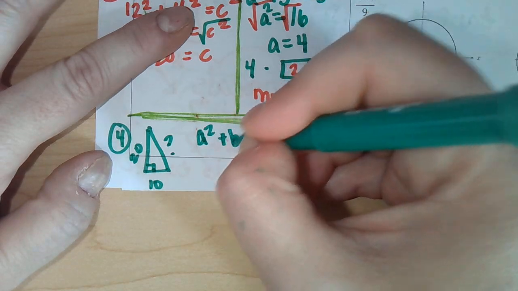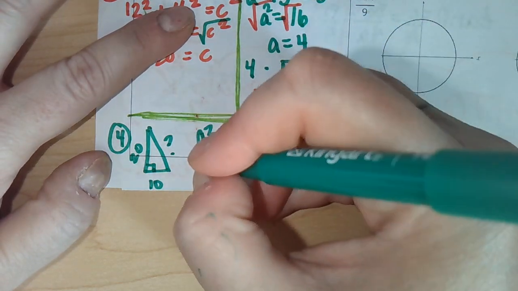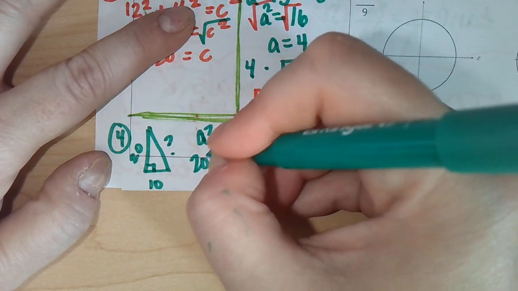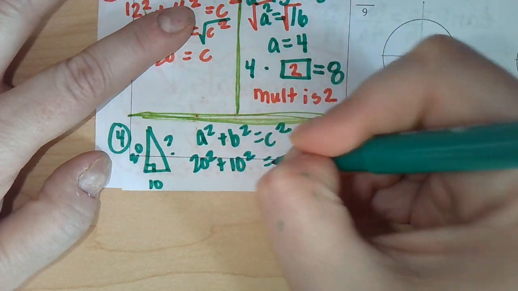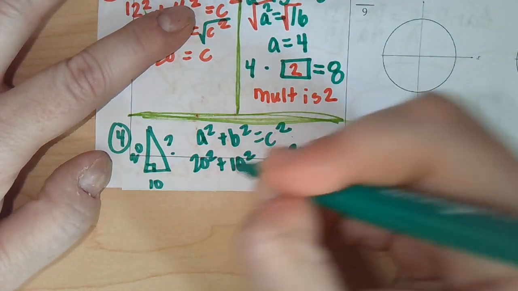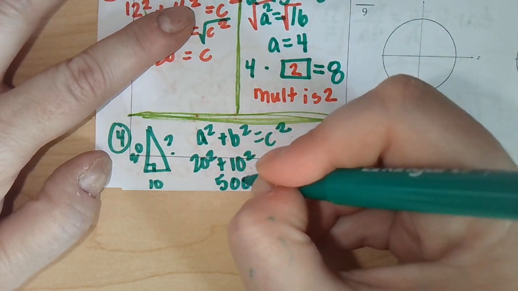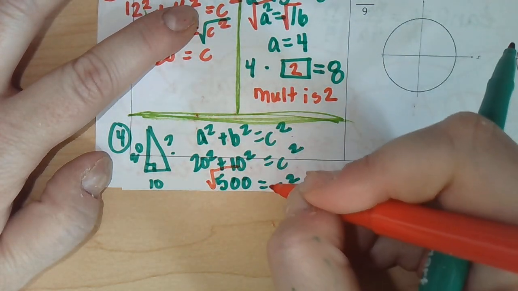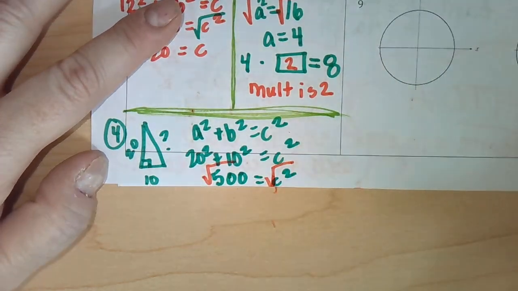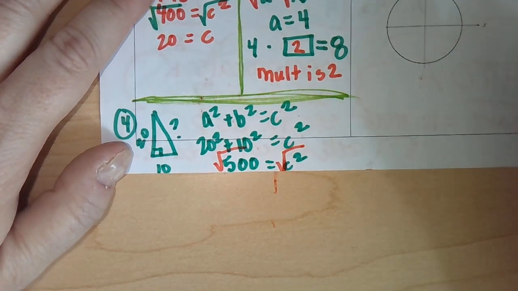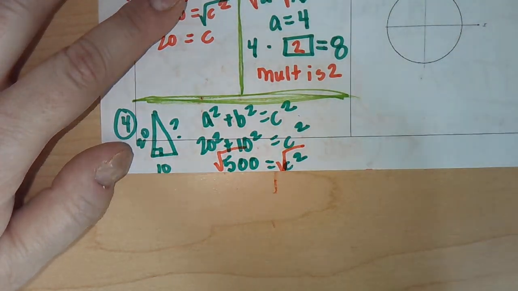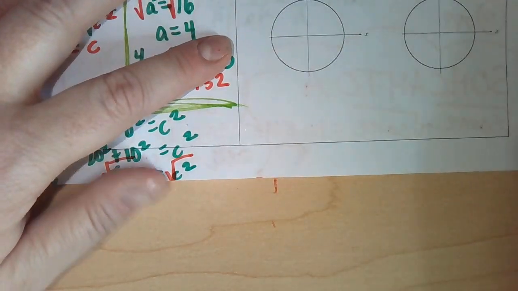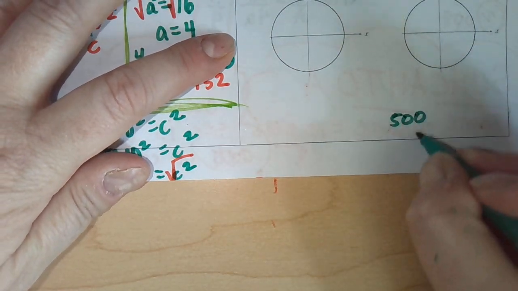A squared plus b squared equals c squared. So we get 20 squared plus 10 squared equals c squared. And I think that's 500 equals c squared. But when you try and take a square root of that, it doesn't work because it's not perfect. So I want the answer with a square root still in it. I do not want a decimal. So let's try and break up that 500.